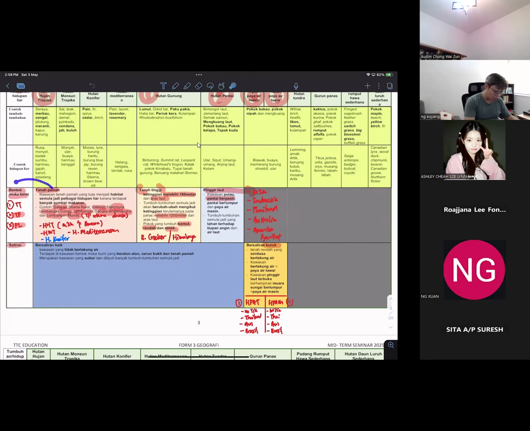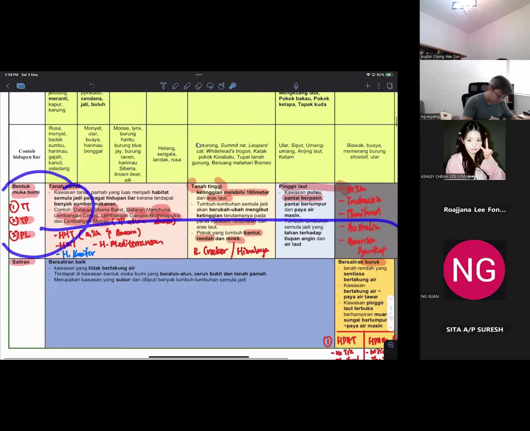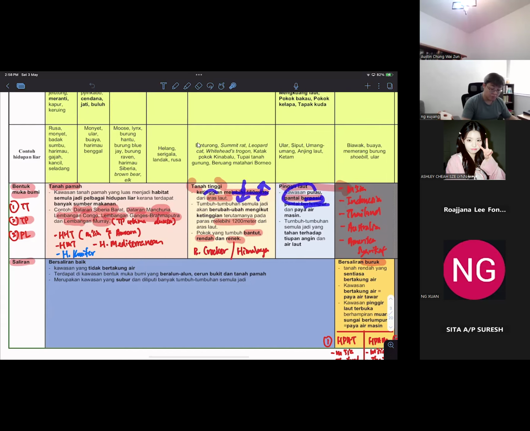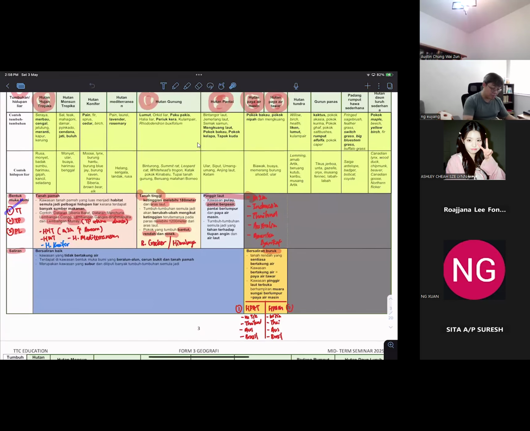No? So this is all the Pendamuka Bumi. Any questions? Tanah Pamah, lower than 180 meter. So Tanah Tinggi, higher than 180 meter. So pinggir laut, just Berpasir, Berlumpur. Okay? So we have done the Pendamuka Bumi and Saliran.